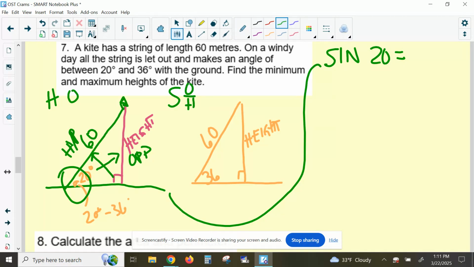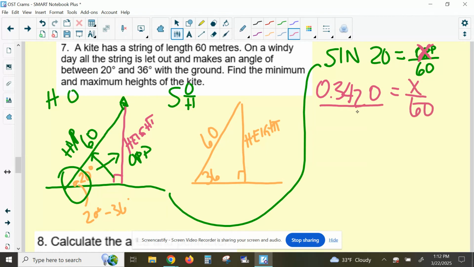So I need opposite on top. So that's my missing piece. I got my opposite over my hypotenuse, which is 60. I'm just going to call this guy X. I don't like to have an O because it looks weird. Sometimes I think it's a 0. So hit sine of 20 in your calculator. And I get 0.3420 equals X over 60. Put this over 1. Crisscross multiply.